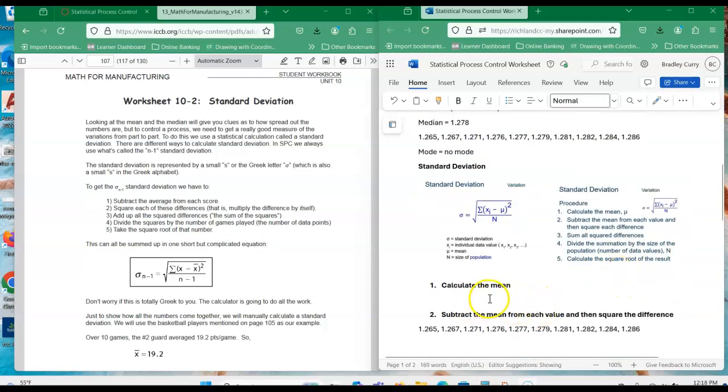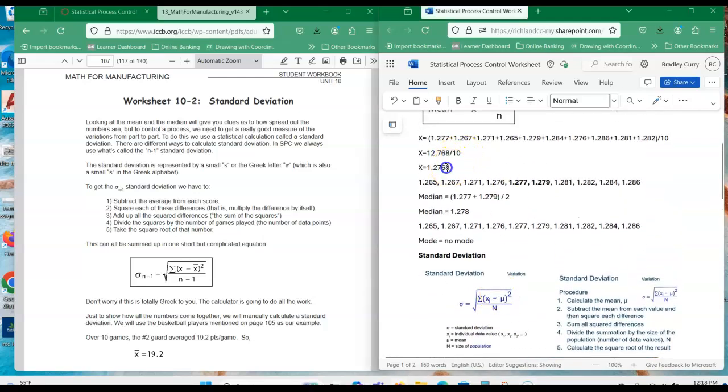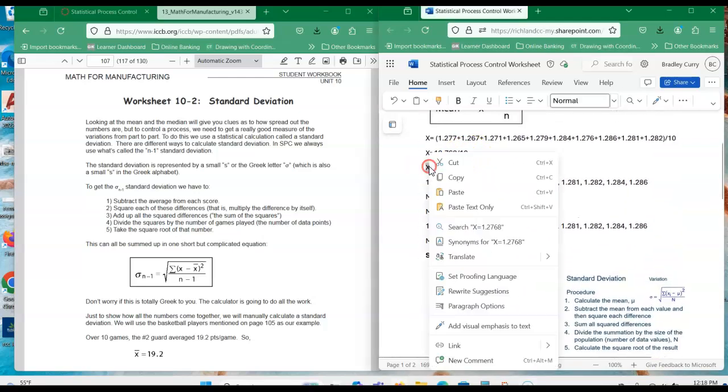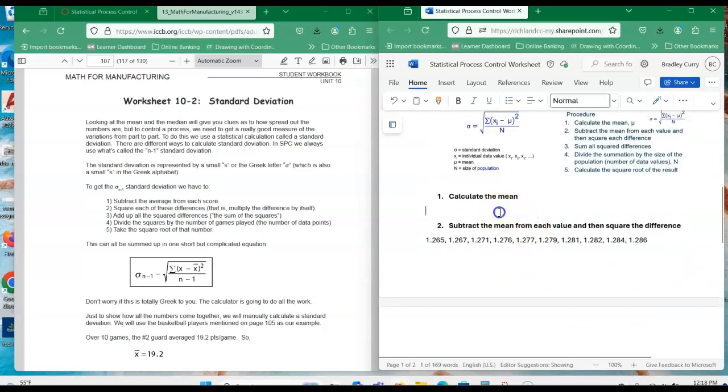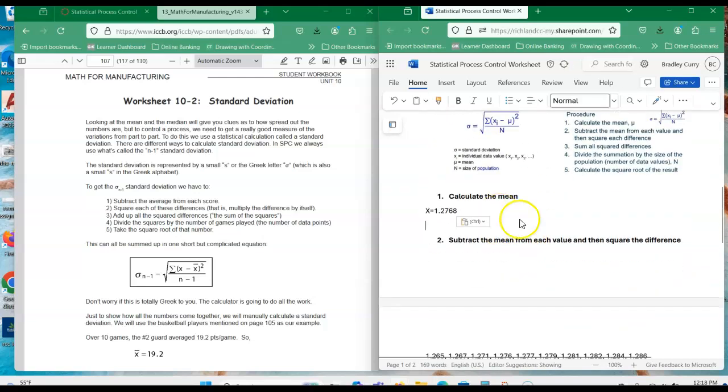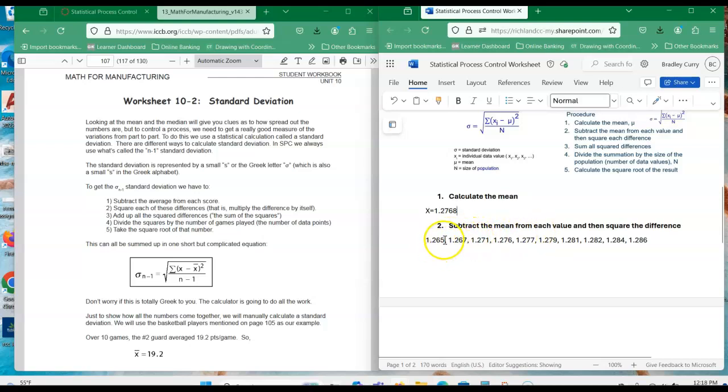Now, we don't need to calculate the mean here because we already did that. We calculated it right up here. So I'm going to copy this, and we'll just go ahead and paste this right into our data. And here are all of the values from our particular data set. So we are going to take each of these and subtract our mean from those.